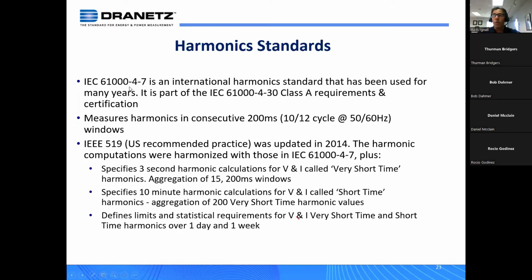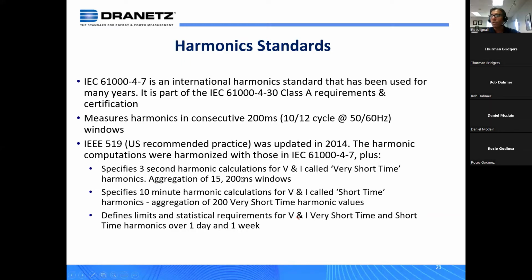In the international world, in Europe and other parts of the world, there are other IEC and compliance standards that say, okay, we got these measurements from 61000-4-7, and this is a pass-fail based upon the type of loads or circuit that we have, okay? And there are IEC standards and other standards for that. Well, in the United States, IEEE 519 took that upon itself when we talk about power and transmission systems, the interconnect between the power producers and the consumers of electricity. What they did is they specified 3-second harmonic calculations for voltage and current called very short time harmonics. What that is, is an aggregation of 15 of these 200 millisecond windows.